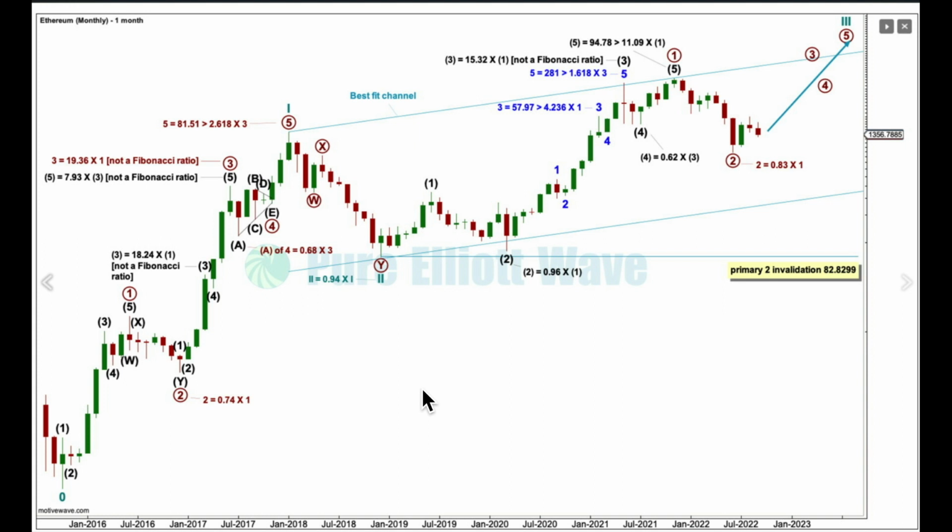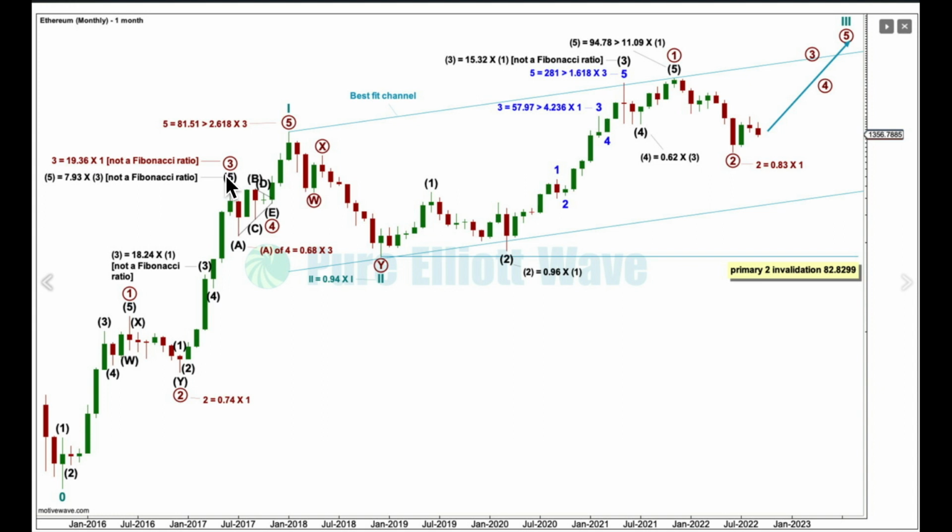At the monthly chart level, this is the entire price history of Ethereum. From this low to this high, this upward movement fits perfectly as a 5-wave impulse. Primary 1, 2, 3, 4, 5. There's alternation between a triangle of 4 and a double zigzag of 2, 3 is longer than 1, and 5 is longer than 3. It doesn't look like it because this is a semi-log scale.